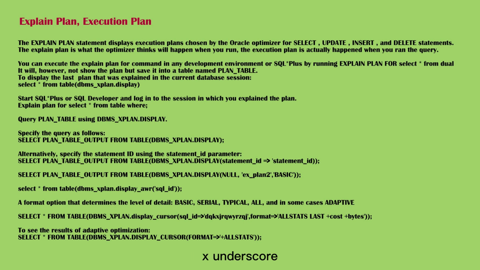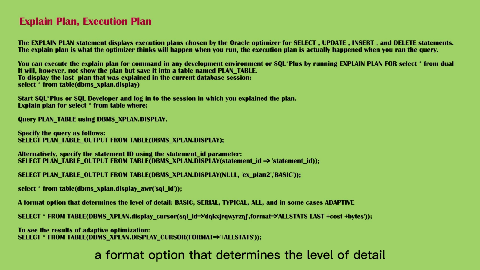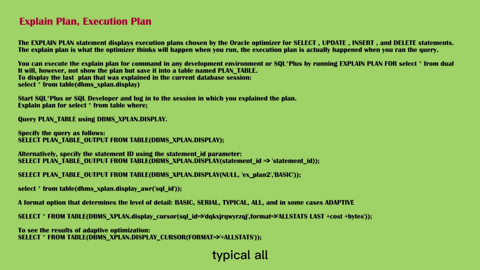Select plan_table_output from table dbms_xplan.display, null, x_plan2, basic. Select from table dbms_xplan.display or SQL_ID. A format option that determines the level of detail: basic, serial, typical, all, and in some cases adaptive. Select from table dbms_xplan.display_cursor, SQL_ID equals dqkxjrqwyrzqj. Format equals ALLSTATS LAST plus cost plus bytes. To see the results of adaptive optimization, select from table dbms_xplan.display_cursor, format equals plus ALLSTATS.